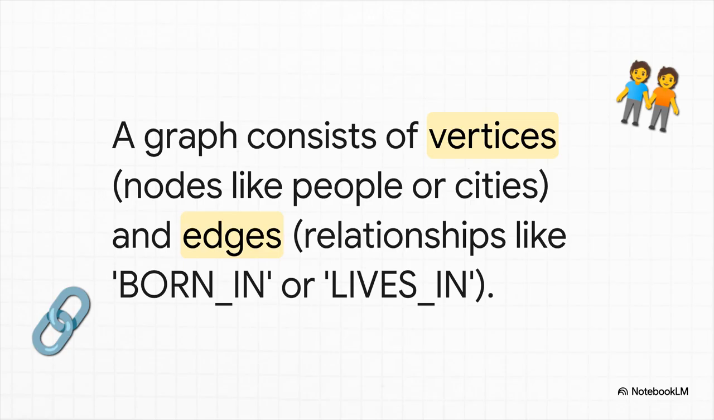You can think of them as the dots. And then you have edges, which are the relationships connecting those things, like born in or lives in. The lines. This structure is just so natural for mapping out things like social networks or building recommendation engines. Really, any problem where the connections themselves are the most important part of the story.